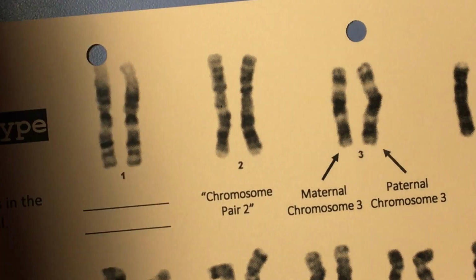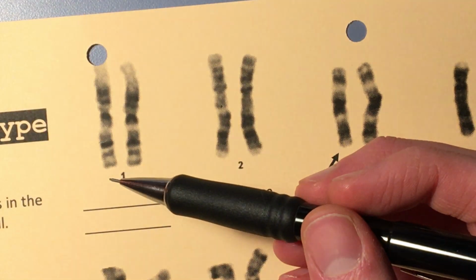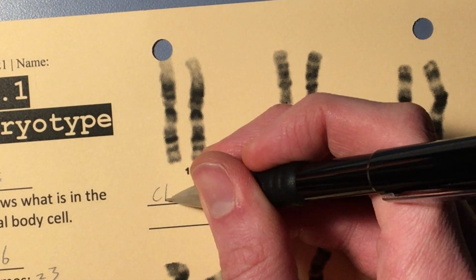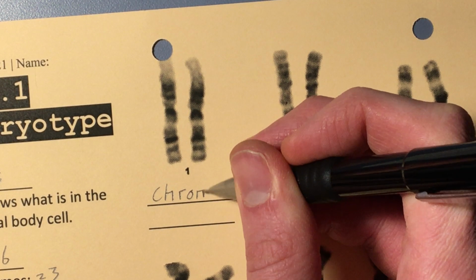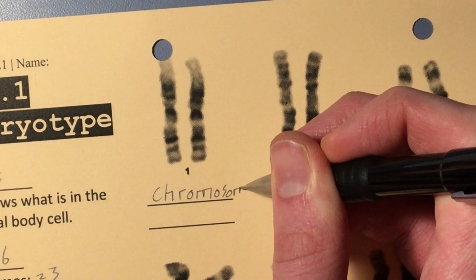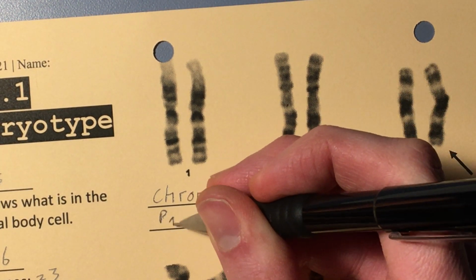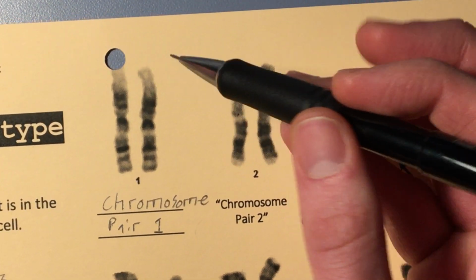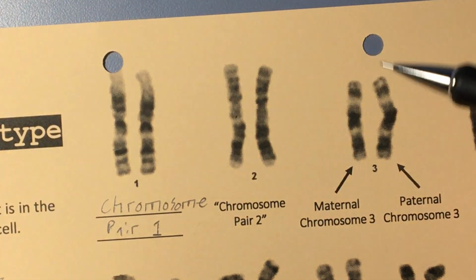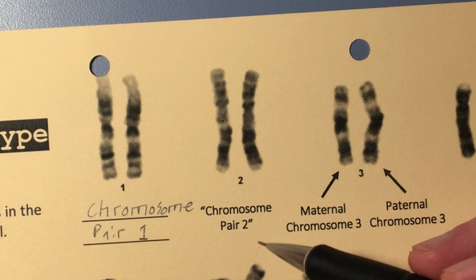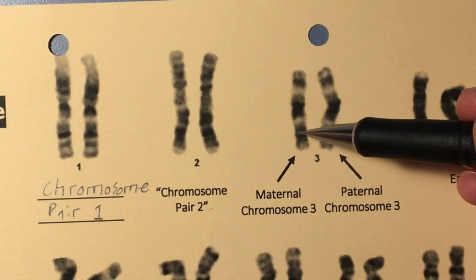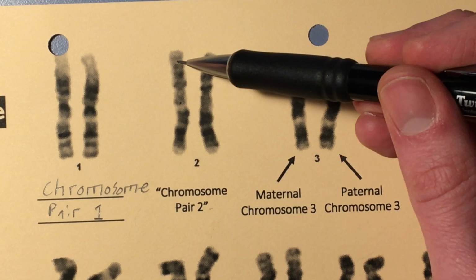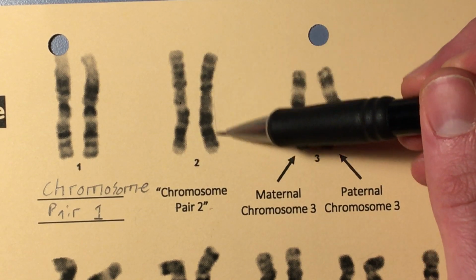Right here, this is what I would call a pair of chromosomes, and this is pair number 1. So one way that I could say this is I could describe this as chromosome pair 1. That's what I'll just call this. Kind of like sock pair 1. It's a pair of socks, okay? This is chromosome pair 2.